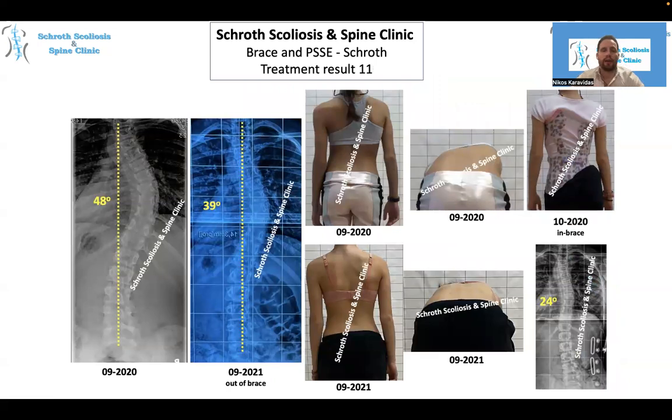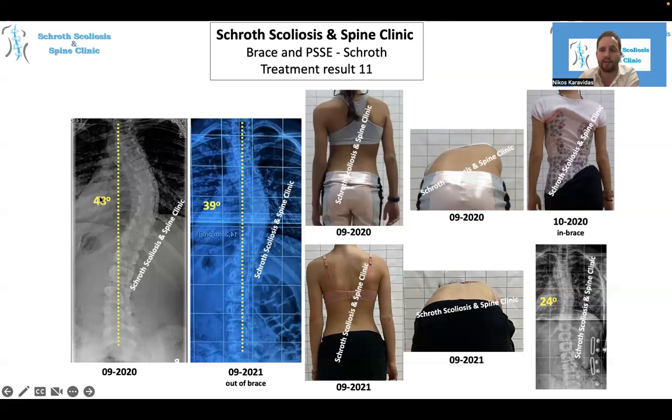And of course, we can also get very nice correction for curves even more severe, so more than 40 degrees. And this research was actually published some weeks ago from our clinic, for curves more than 40 degrees treated at the peak of growth with a combination of brace and PSSE-Schroth method from our clinic. So you can see these 48 degrees of scoliosis going down to 39, and you can see a very nice correction in the clinical balance of the patient and the trunk rotation. This was the in-brace X-ray.